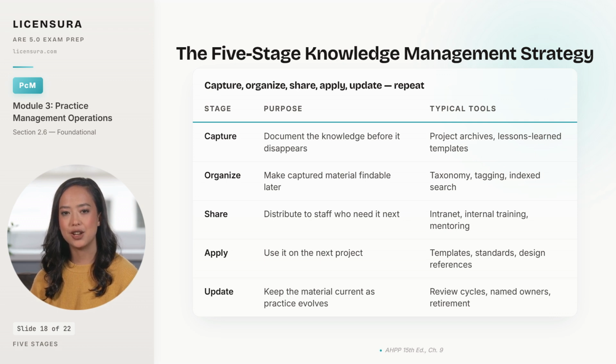Does any of this material show up in the templates the next project starts from, or in the standards the firm enforces? An update is the maintenance step, because knowledge that was right 5 years ago may be wrong today. Without a review cycle and a named owner for each major reference, the material drifts out of date. The reason firms invest in this discipline at all is the alternative. What happens when undocumented knowledge walks out the door?